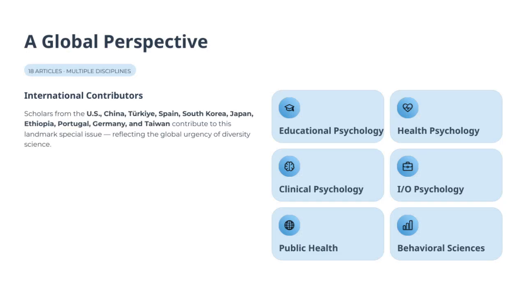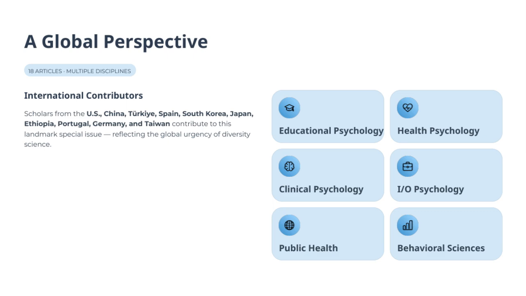On this slide, we see a diverse range of fields within behavioral sciences, including public health, IO psychology, clinical psychology, health psychology, and educational psychology. These areas highlight how psychological science intersects with various aspects of human well-being, work, education, and health.